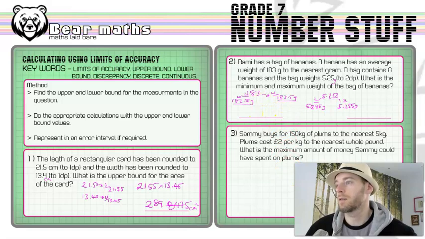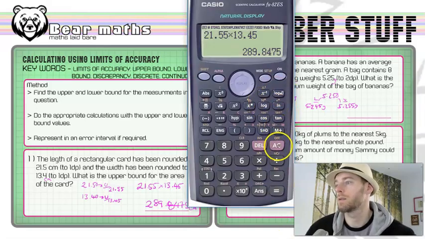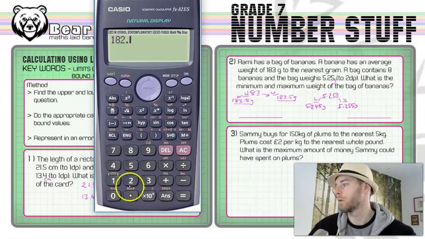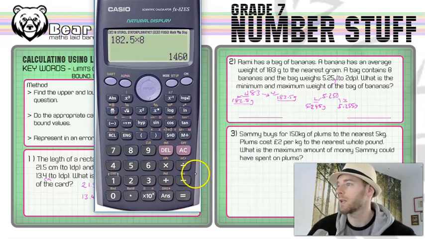Okay, let's get our calculator. Let's do our lower limit of accuracy first. So just going to move that out of the way of the question. There we go. 182.5 is going to be multiplied by 8 first, because there are 8 bananas in the bag. That gets us 1460 exactly.